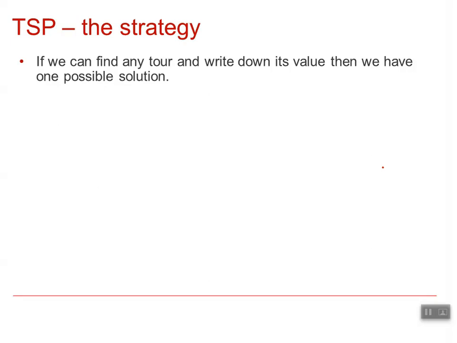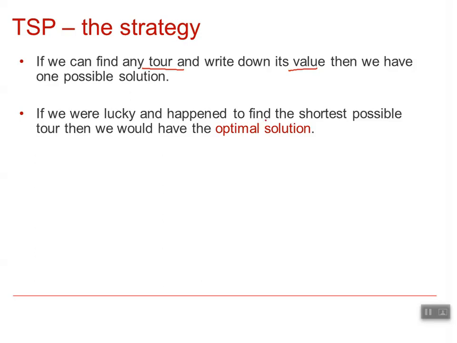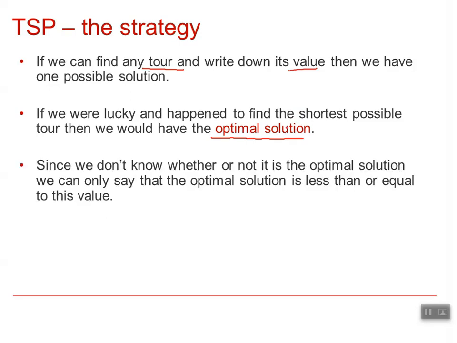So we need to come up with a strategy for the travelling salesperson problem to find an optimal solution. What we do is we find any tour and we write down its value. Then at least we know we've got one possible solution. If we were lucky and happened to find the shortest possible tour, then we would have the optimal solution. The only problem is we will have no way of knowing if it is optimal or not. Since we don't know whether it's optimal, we can say that the optimal solution is less than or equal to this value.